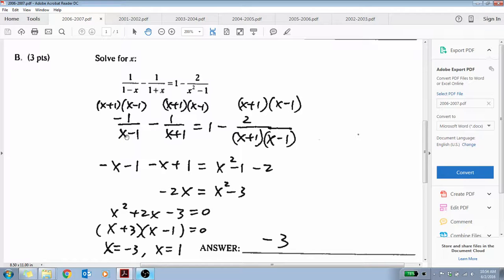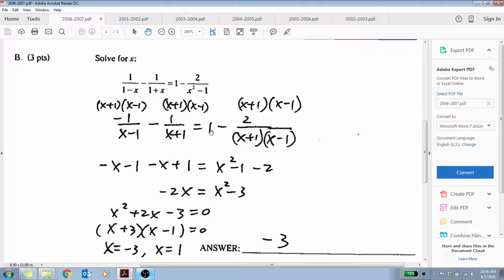So when I multiply this first term by x plus 1 times x minus 1, the x minus 1s will cancel. I'm left with x plus 1 times negative 1, which will give me negative x minus 1. And then when I multiply the second term by x minus 1 times x plus 1, the x plus 1s will cancel, and I'm left with x minus 1 times this negative 1. So it's going to give me negative x and then a plus 1.